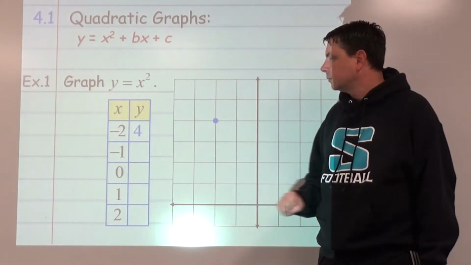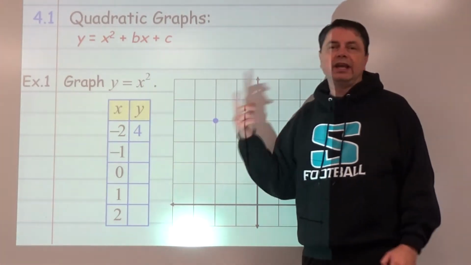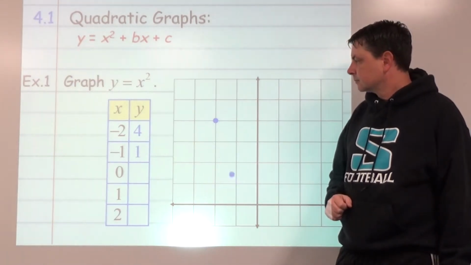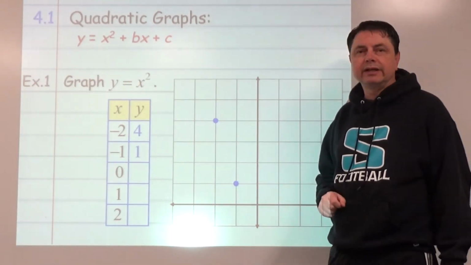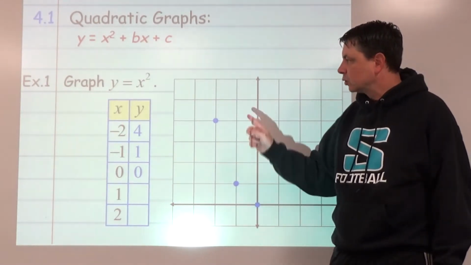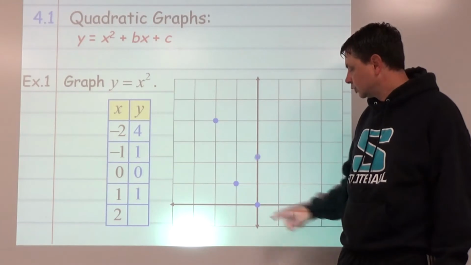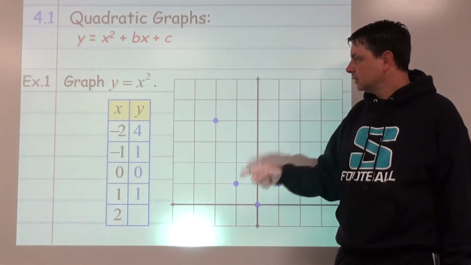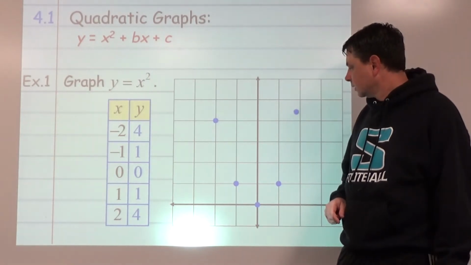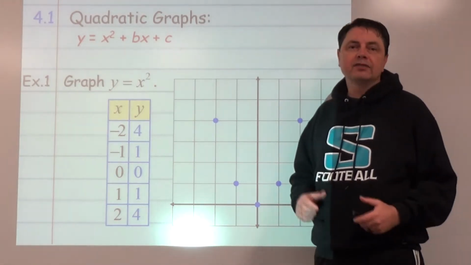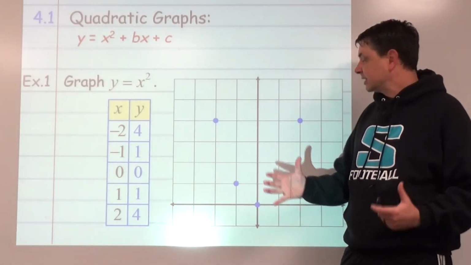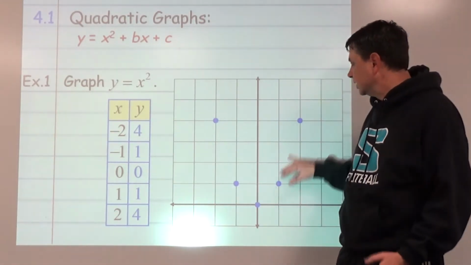Left 2, up 4. And then negative 1. Negative 1 squared is 1. 0 squared is 0. 1 squared is 1, so right 1, up 1. And 2 squared is 4. So, unlike the graphs that we saw in previous units, it's not a straight line. It's going to be a curve that passes through these points.